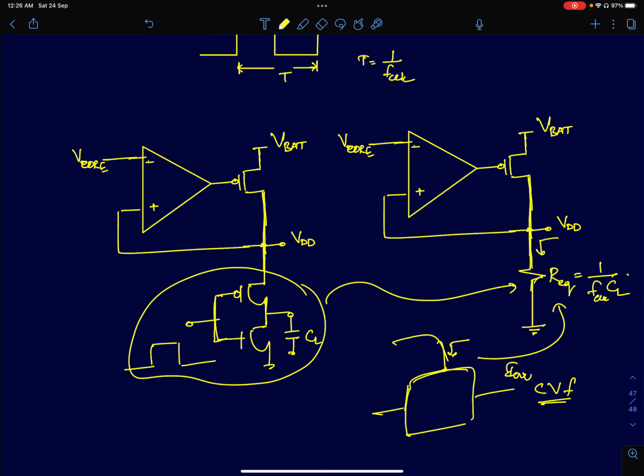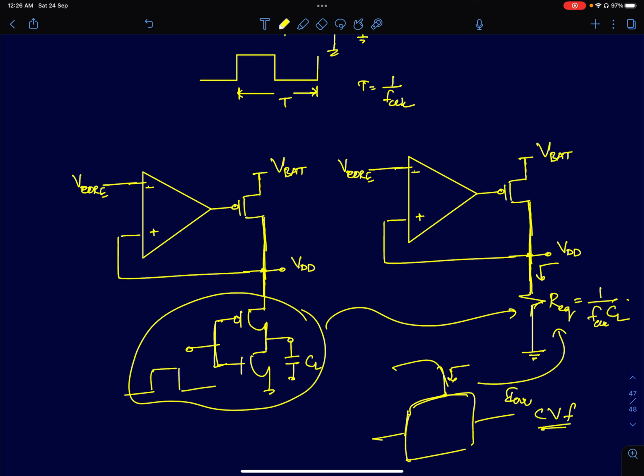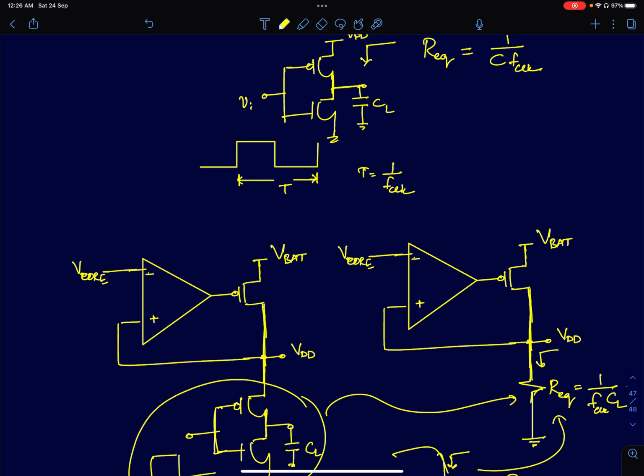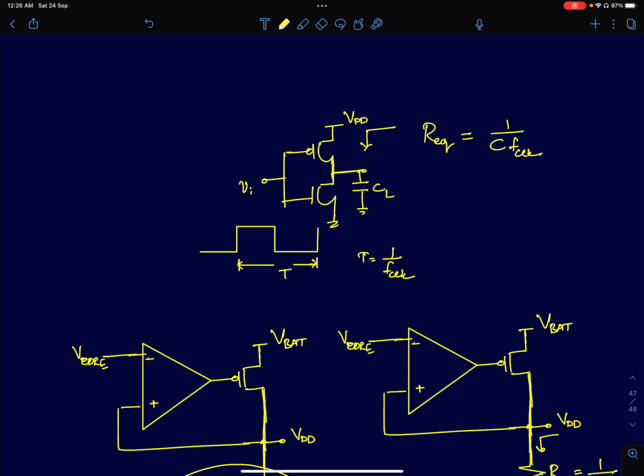So that's a very interesting point, which I often felt was not discussed in textbooks. That's why I thought I'd briefly discuss this. A switching CMOS inverter circuit emulates or looks like a switched capacitor circuit as far as the supply is concerned, and therefore, when you look from the supply, it's going to look like a resistive load.